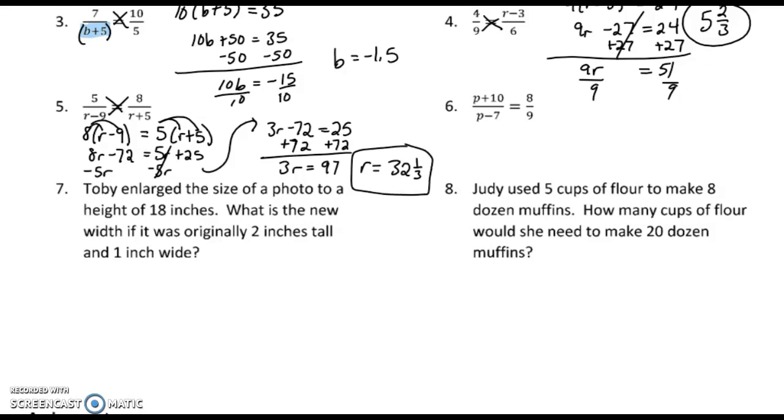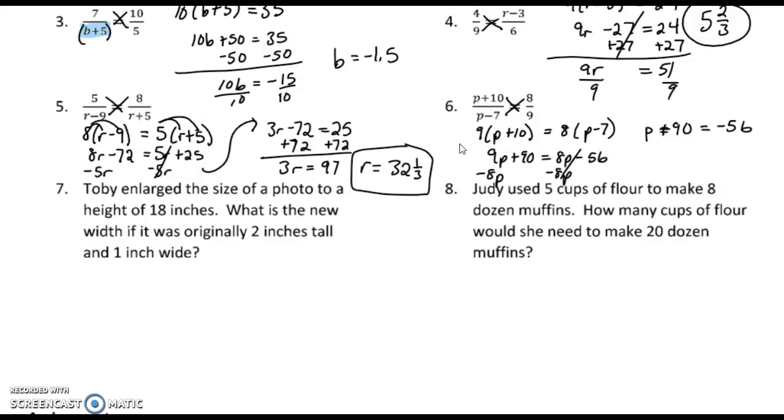Okay, I'm going to go ahead and have you try the same thing in number 6, where we're going to solve for p. All right, so my setup is 9 times p plus 10 equals 8 times p minus 7. Okay, so we distribute. Now we're going to get p all to one side. So p plus 90 equals negative 56.